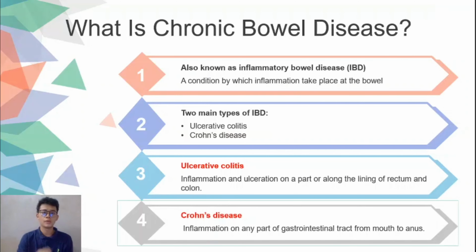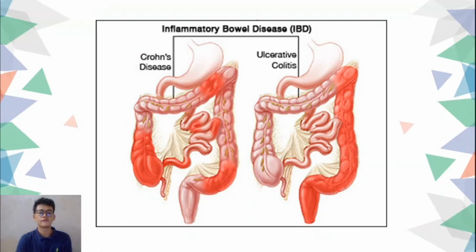There are two main types of IBD. First is ulcerative colitis, by which inflammation or ulceration takes place on a part or along the lining of the rectum and colon. The second one is Crohn's disease, by which inflammation takes place on any part of the GIT from mouth to anus. Here's the difference between Crohn's disease and ulcerative colitis.